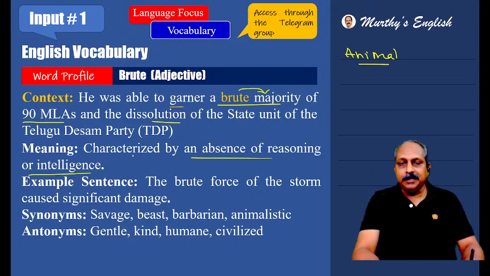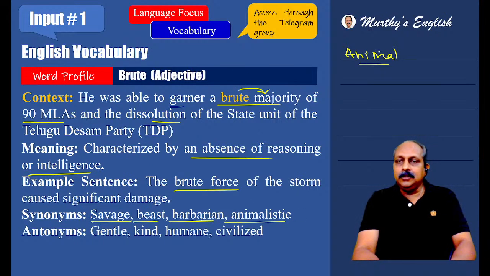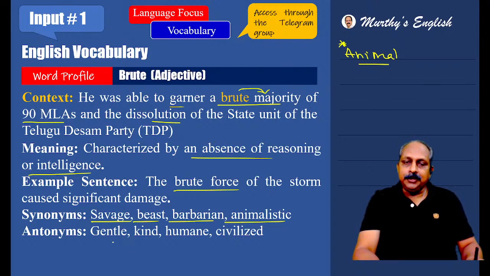Don't take the literal meaning. Some people behave like animals, then we use this. The brute force, here brute means great to a large extent. The brute force of the storm caused significant damage. The literal meaning brute means savage, beast, barbarian, animalistic. All these go with noun, animal, that meaning. Antonyms gentle, kind, humane, an important word civilized, sophisticated, you can also use. This has been given many a time.